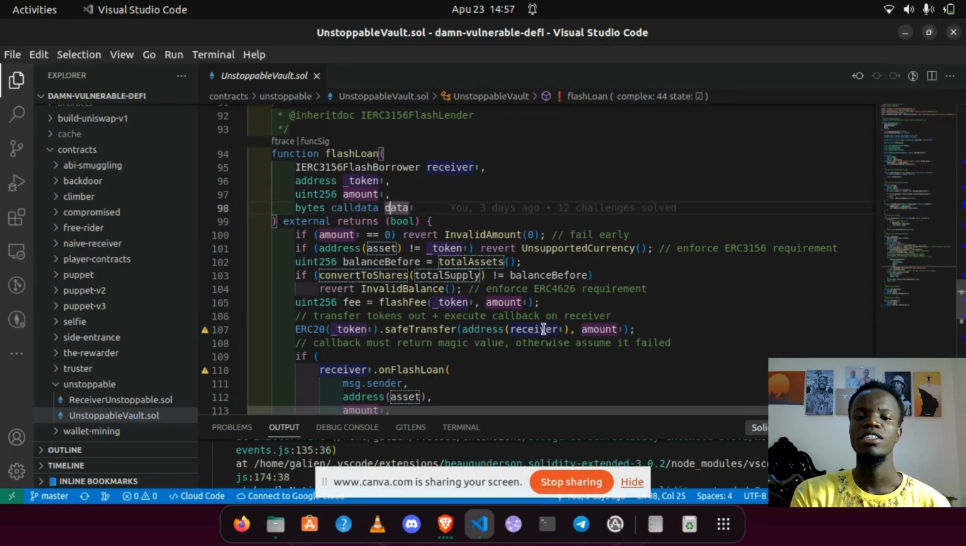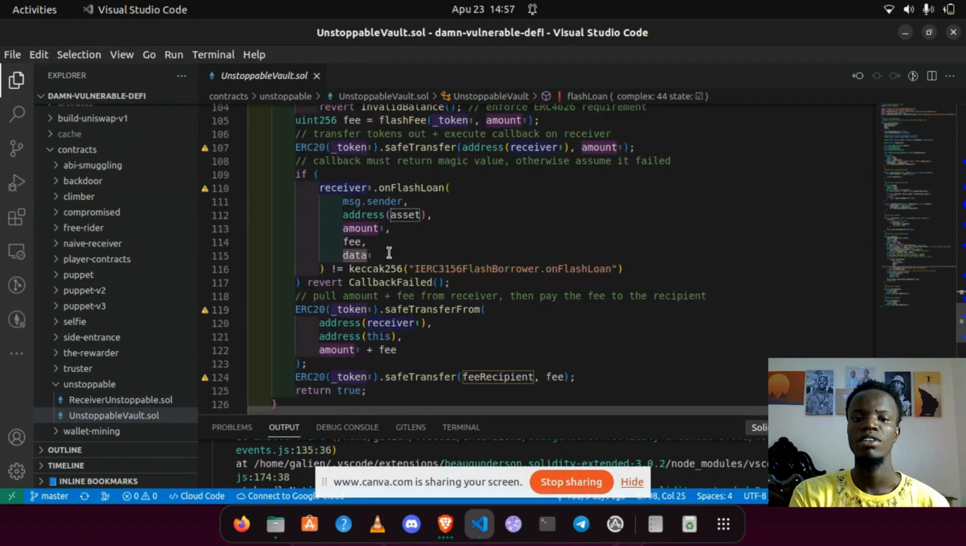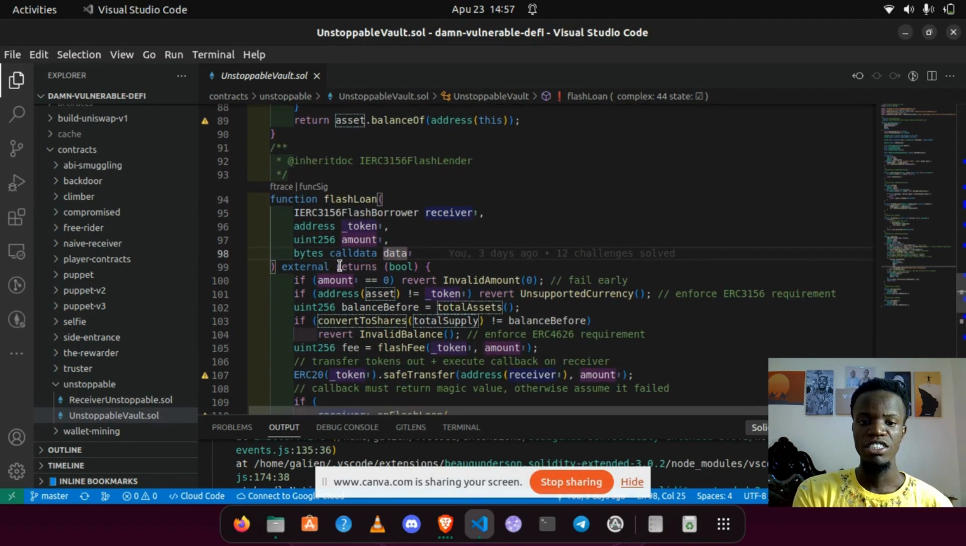So we can see it over here. In this contract, before anything is executed, they go through checks. The first check verifies the amount is different from zero. If it's equal to zero, it reverts with an error. Then it checks the asset if it's supported. The token that we're trying to borrow, is it supported? If not, it reverts with an error.